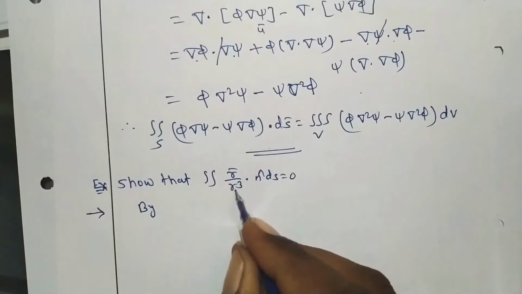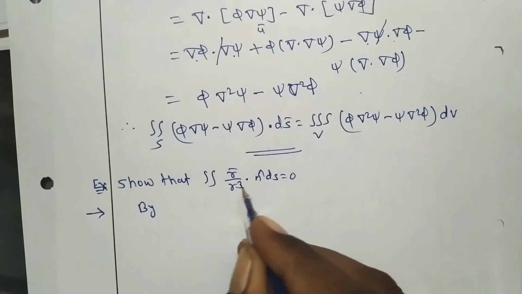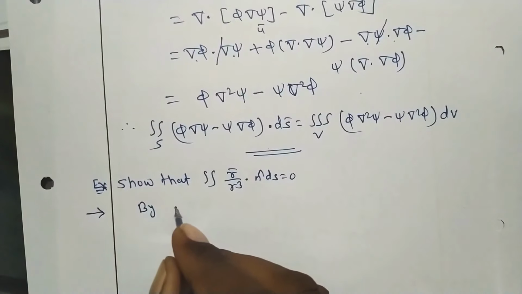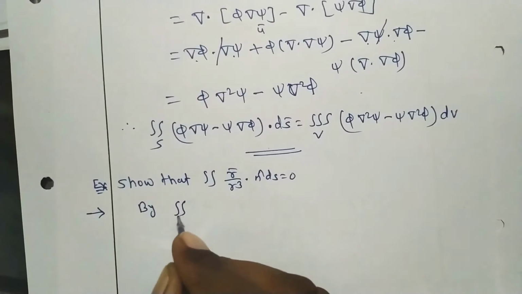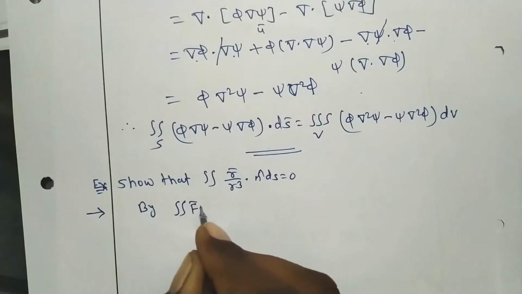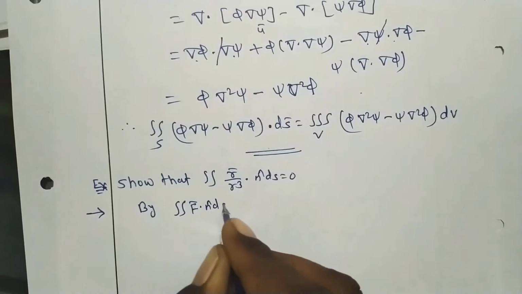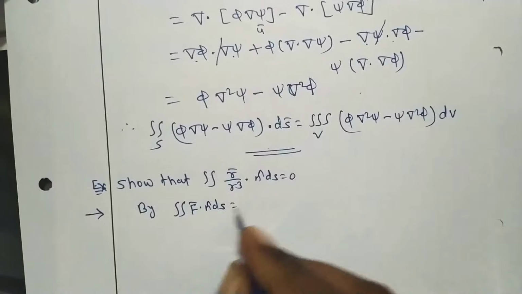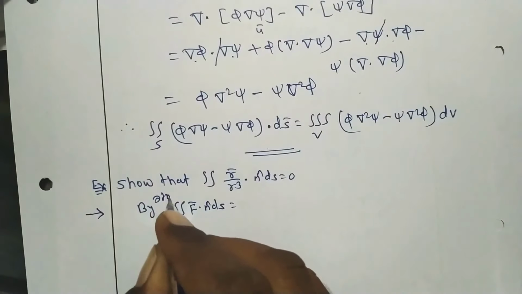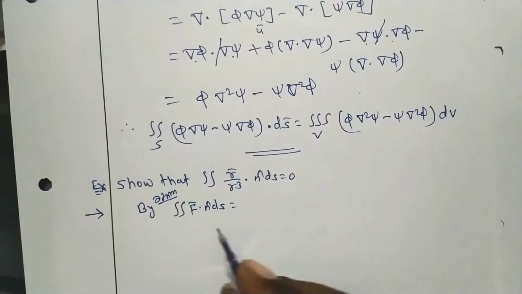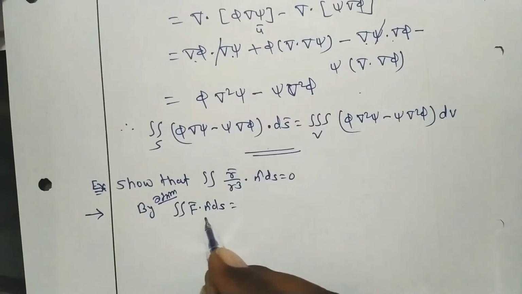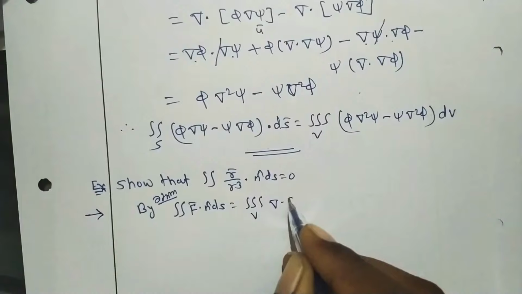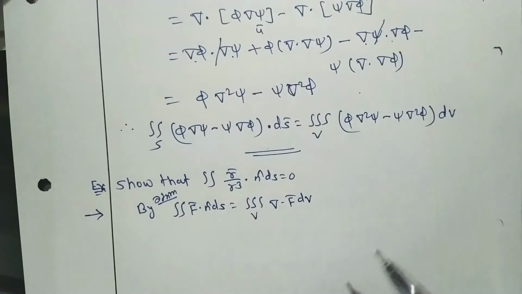The double integral of r bar upon r cube dot n cap into ds is of the form f bar dot n cap into ds, and we know that this f bar dot n cap into ds lies in the statement of Gauss divergence theorem. So by divergence theorem, the double integral of f bar dot n cap into ds is equal to the triple integral over v of del dot f bar into dv.